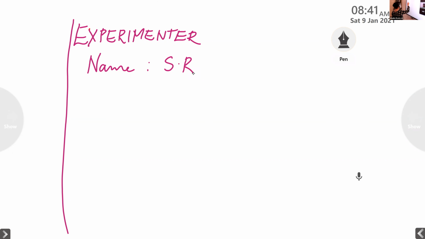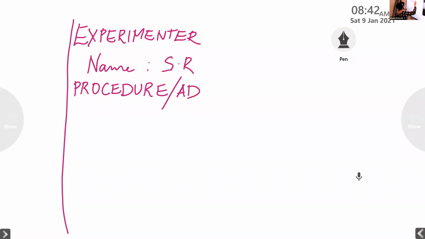Okay. Next one is procedure. For a test which has so many components, like puzzles, then some building blocks, if such tests are there, then we write procedure. If it is a questionnaire or inventory, we usually write administration. Procedure is also correct, but we usually write administration.